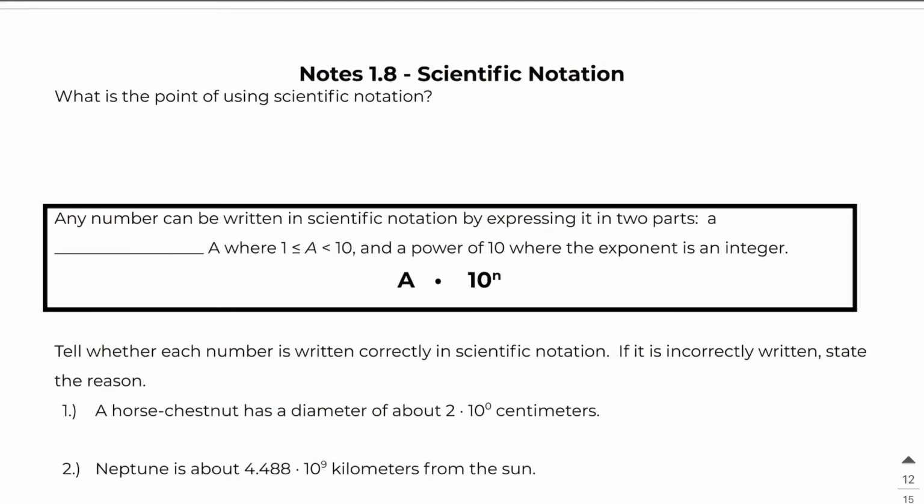Hi everyone. Notes 1.8 are on scientific notation. And the first thing we need to do is discuss why we're even doing anything in scientific notation. The whole point of scientific notation is to deal with really, really, really large numbers or really, really, really small numbers.